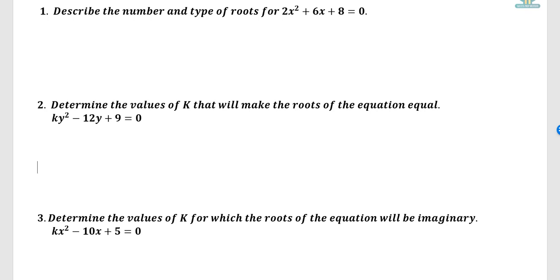Okay, let's look at the first exercise. We have 2x squared plus 6x plus 8. Describe the number and type of roots. So here we have a equals 2, b equals 6, and c equals 8.